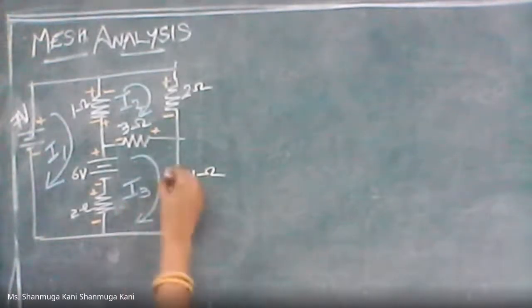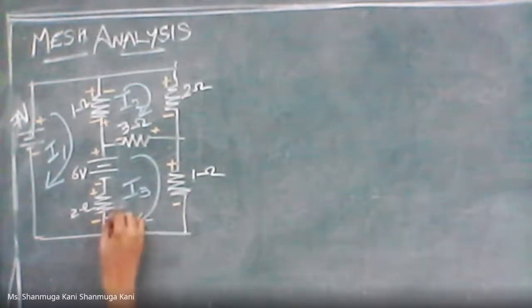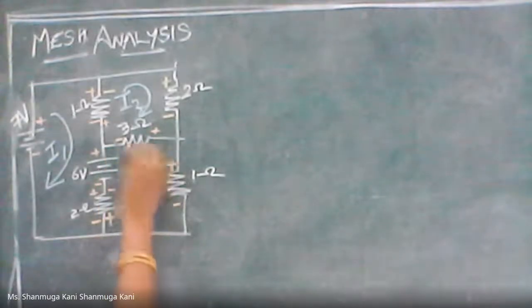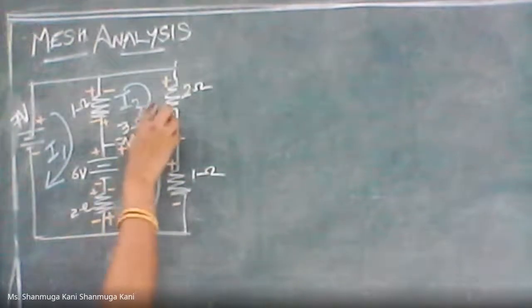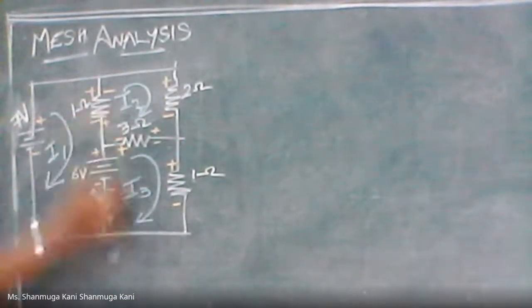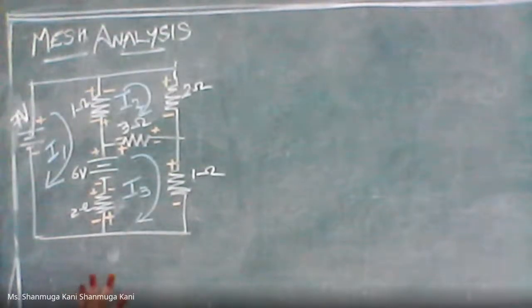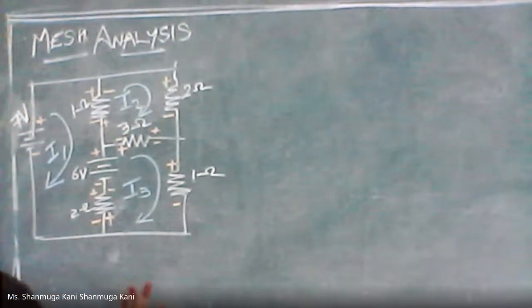For I3, here it is entering, here it is leaving. If you see, this 3 ohm resistance is common to both the I2 and I3 loops. The second loop and third loop share the 3 ohm resistor. Okay, now we have drawn the diagram, so the plus and minus signs and all we have assumed.